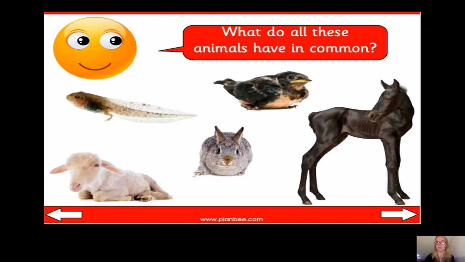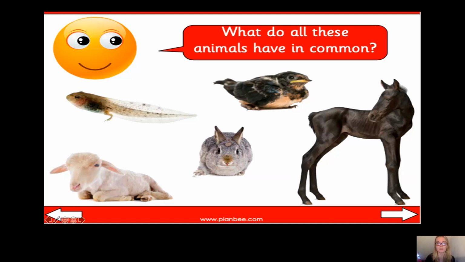Well, let's start with the horse, okay? Now, this is a baby horse, isn't it? Does anybody know what a baby horse is called? Yes, it's called a foal. So there we go, we've got a baby horse. Then let's have a look at the bird. Well, this is a baby bird too, isn't it? So we've got a baby horse, a foal, and a baby bird.